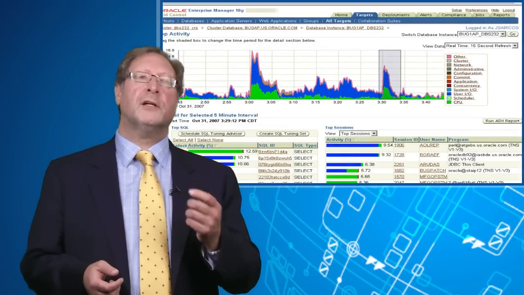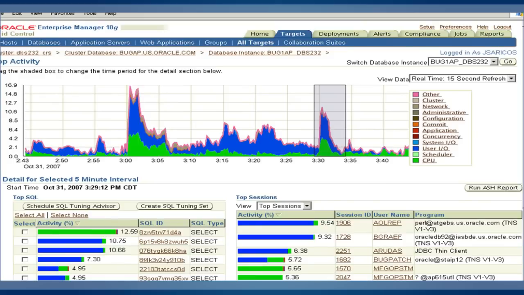Okay, so here's a sample of a top activity screen, and we can see that the grey slider is over a 5-minute period where there was a blip in performance, and we can see it's partly CPU, partly disk I/O. There's lots of green and blue there. Right, so if we were looking at this 1 hour period, this would be one of the 2 periods that we would be interested in looking at.